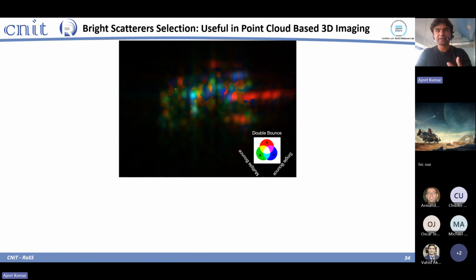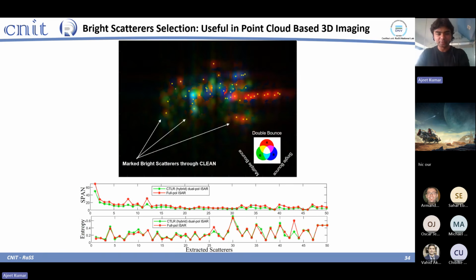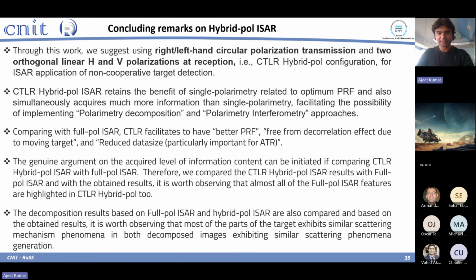And for 3D imaging, we usually take the bright scatterers. We find the bright scatterers based on CLEAN. I tried to find these bright scatterers through CLEAN and compared the span and entropy for the bright scatterers, and again the full polarimetry plot is followed by the hybrid polarimetry plot. So more or less the information in span, entropy, decomposition parameters, everything is somehow retained. So that's all. This is the hybrid polarimetry.